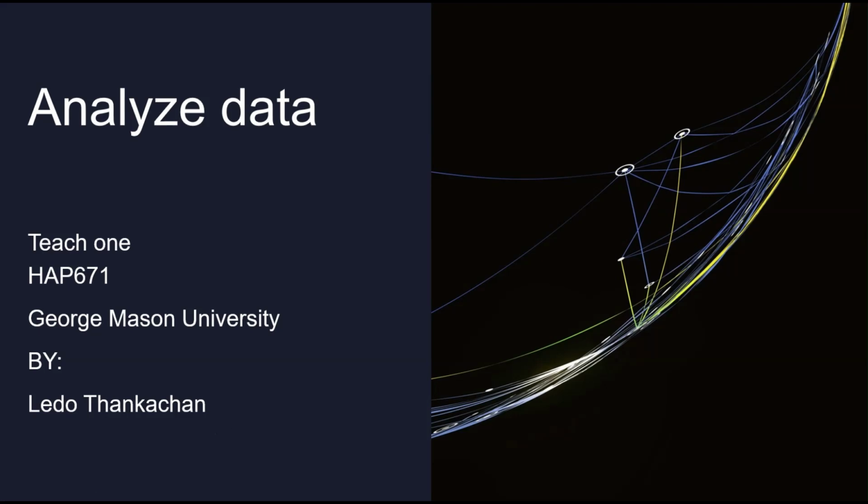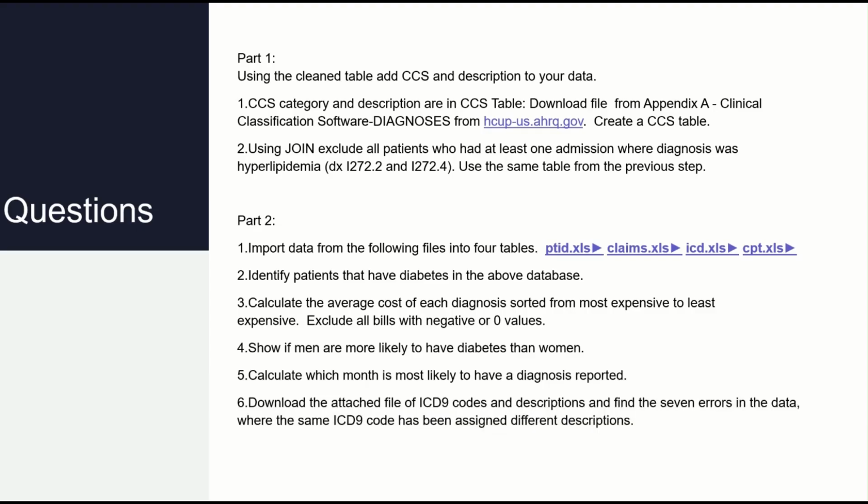I'm going to be explaining the assignment Analyze Data. This assignment is divided into two parts. In the first part, we are going to be downloading the data files that we are going to be using. The second part, we are going to be joining these data files to exclude all patients who had at least one admission where diagnosis was hypolipidemia. The bracket contains the ICD code for hypolipidemia.